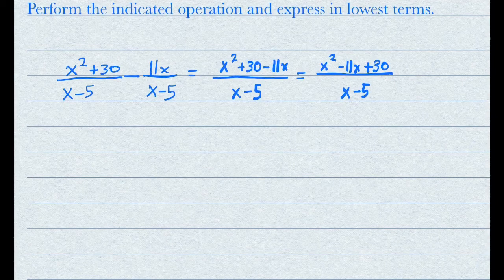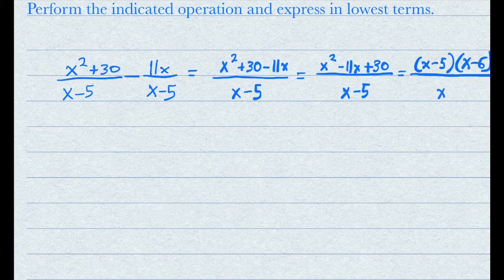Next you have to express it in lowest terms. So to find lowest terms, you have to factor what you can. At this point you're going to factor the numerator. When you factor that, you get x minus 5 and x minus 6. So that's going to be the numerator.